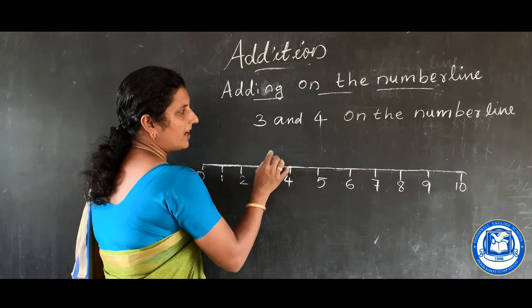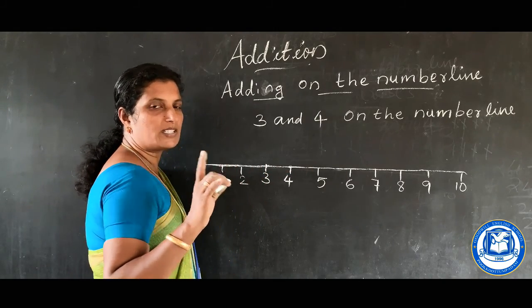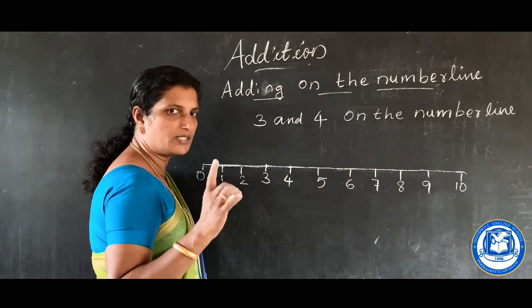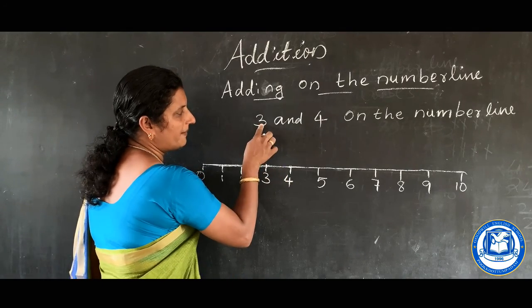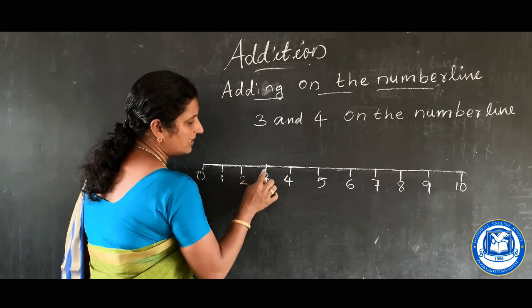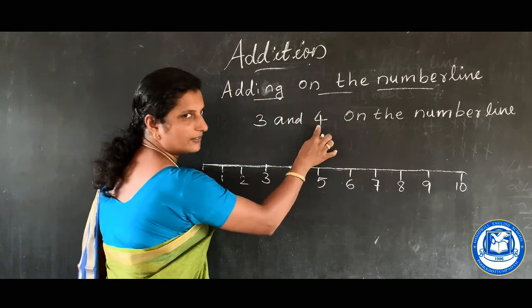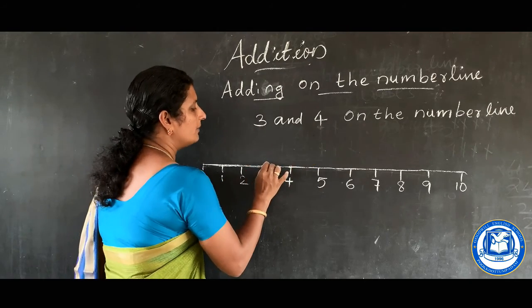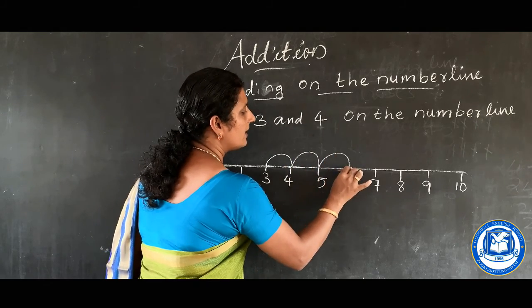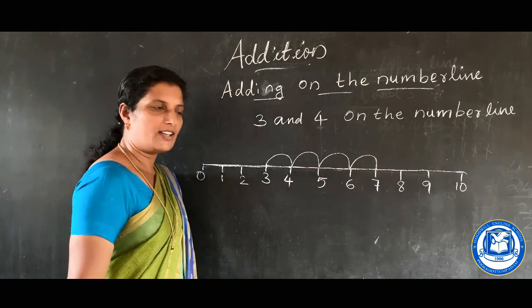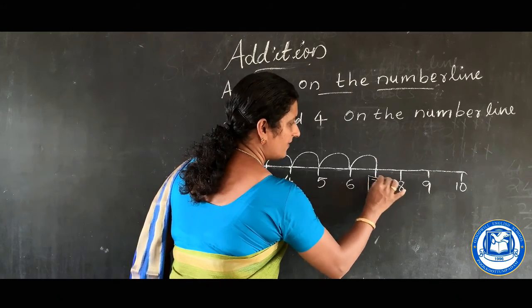Then 4 times we have to jump forward. Just we can check it here. First the number 3 is given here, then we have to reach 3 here. Then 4 times we have to jump forward: 1, 2, 3, 4. Then we go to the answer, 7.